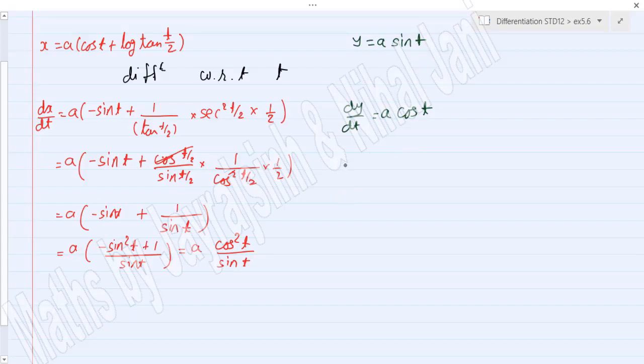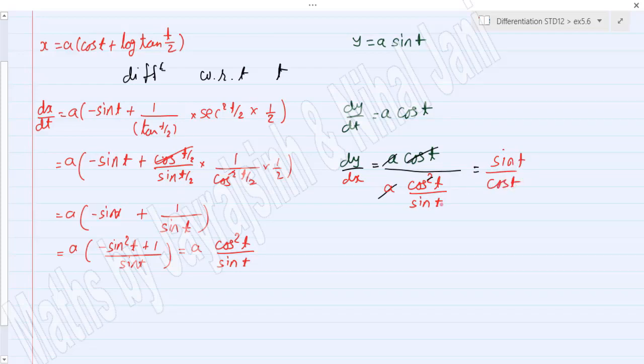So we are ready for dy by dx, in which your dy by dt will put in numerator upon your dx by dt will go in denominator. So your a and 1 power of cos will cancel out. We simply get sin t upon cos t. So your dy by dx is simply tan t. Ta-da!